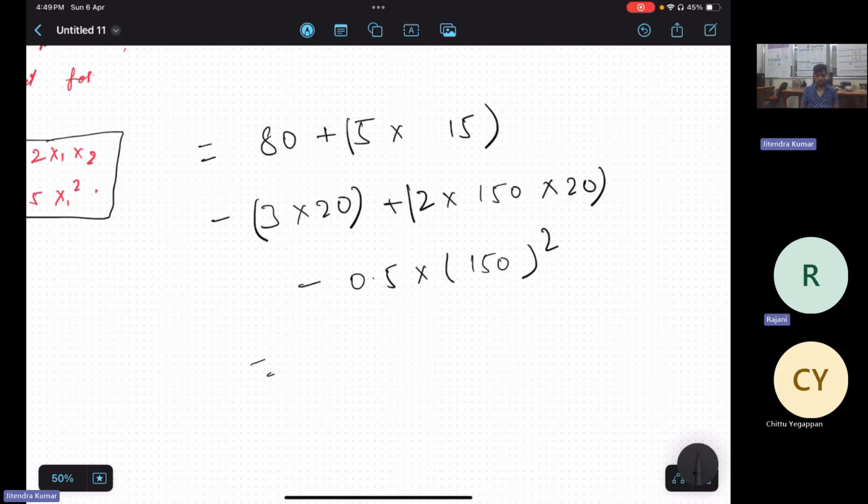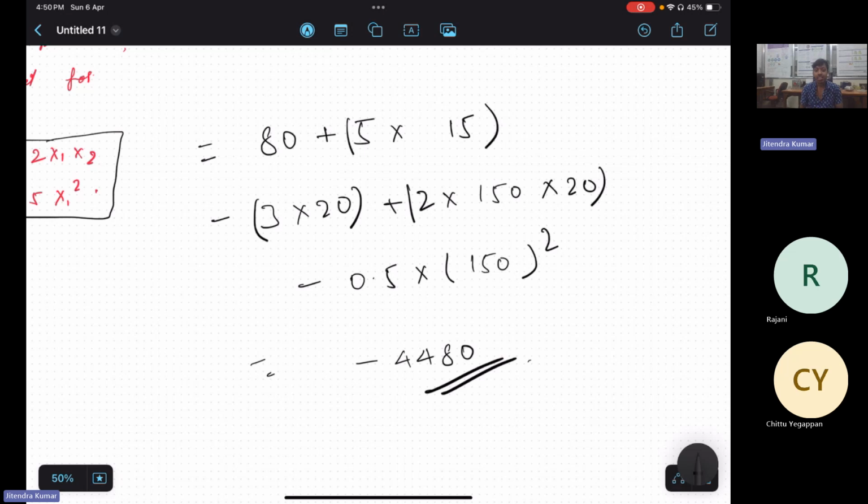Even then, the answer is not correct, sir. It must be coming out like 4480. So in both ways, it is not coming out correct. What to do? I don't know.